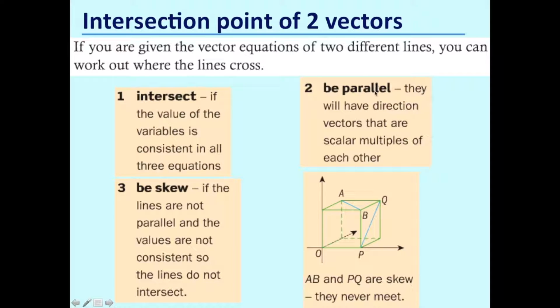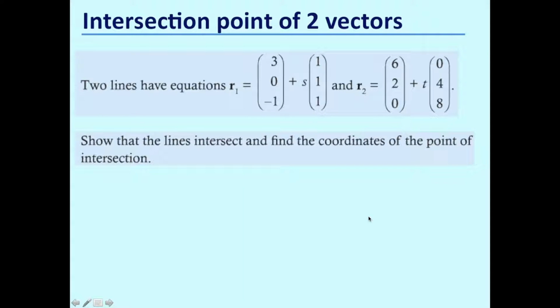It's possible that they could be parallel and hence never intersect, in which case the direction vectors will be scalar multiples of each other, or as you can see from this graphic here, it is possible that the two vectors could be skewed. So that's to say that they are not parallel and they will never intersect. And if that's the case, then the values are not consistent. Now, to have a look at what we mean by this, we'll have a look at an example.